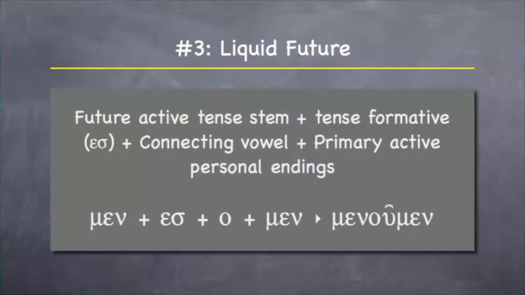But the problem is, in some cases, sigma doesn't like to stand between vowels. It's called an intervocalic sigma. It drops out, and the epsilon and omicron contract. And so you end up with menumen. So what you have is no sigma, because it's dropped out, and you have the contraction. Menumen is the future form of meno. Okay, so this is an example of liquid futures.